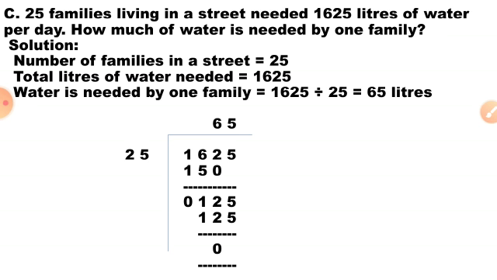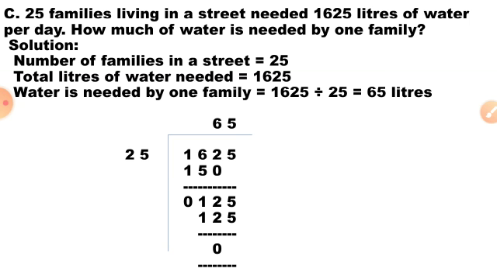Number of families in a street equal to 25. And total liters of water needed is 1625 liters. Next, water is needed by one family. How will you find out that? 1625 divided by 25. It is a 2-digit divisor. So when we are taking the dividend, we have to take the first 2 digits of the dividend. So just we do this.